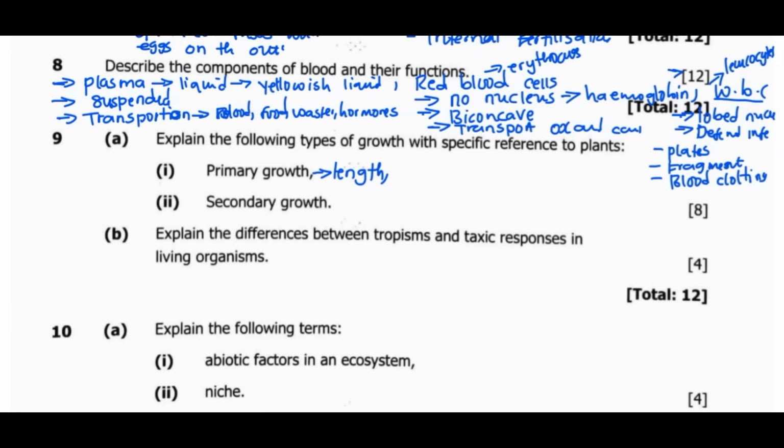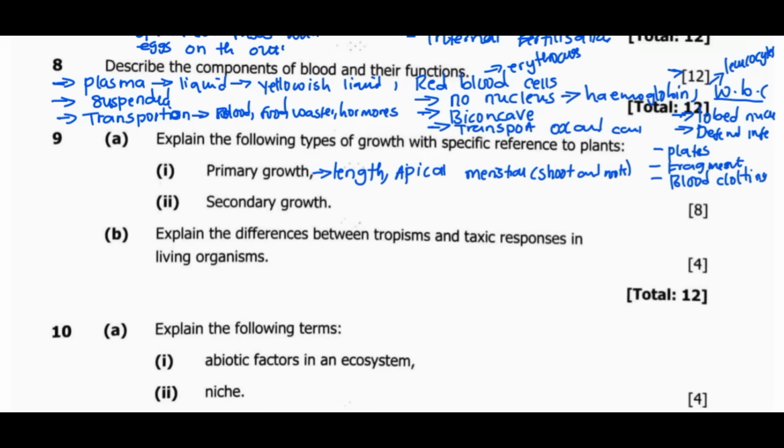Then where does this process occur? So this process occurs in what we call the apical meristem. So under the apical meristem, we have structures like the shoot system. So this is where it occurs, and the root system. So this is where primary growth is.